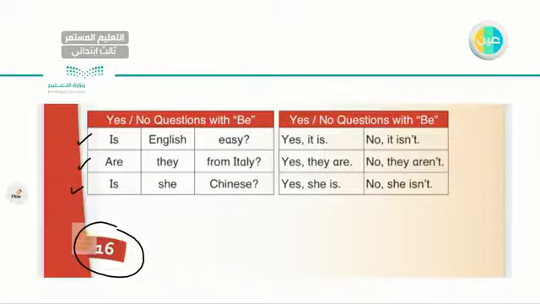You and I together. Is English easy? Yes, it is. No, it's not. Are they from Italy? Yes, they are. No, they aren't. Is she Chinese? Yes, she is. No, she isn't. Very good. Let's go to the next slide.